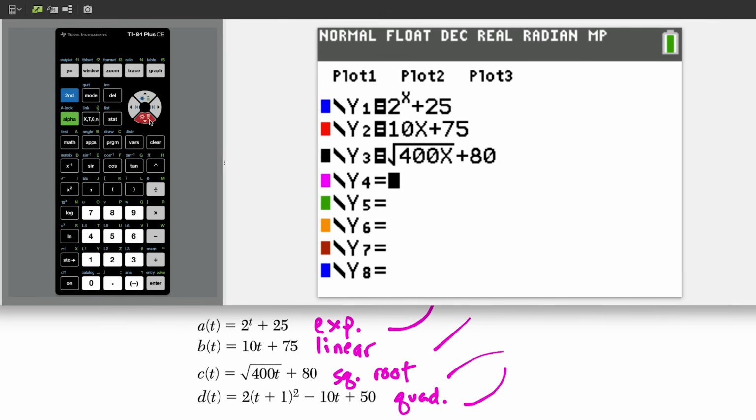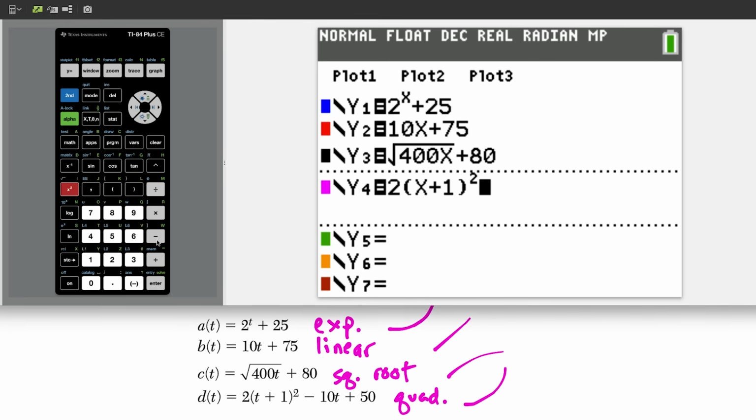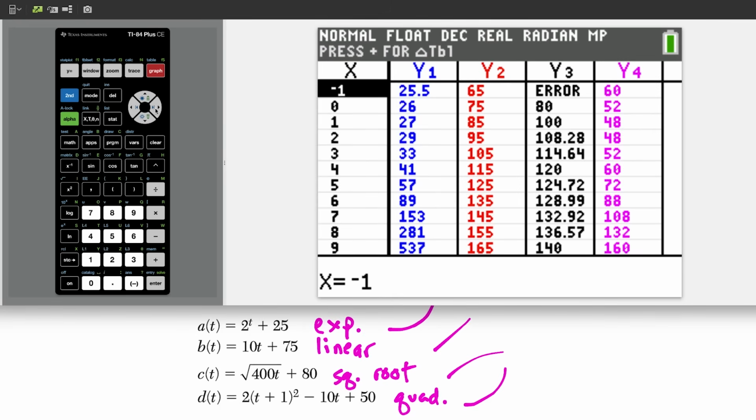And then for the last one, we have 2 times, in parentheses, I'm going to put x plus 1, close the parentheses and square it, minus 10x, and then plus 50. Okay, so this is going to represent the salaries for Nancy. And now I'm going to press second graph and just get right to the table and looking at t equals 8.